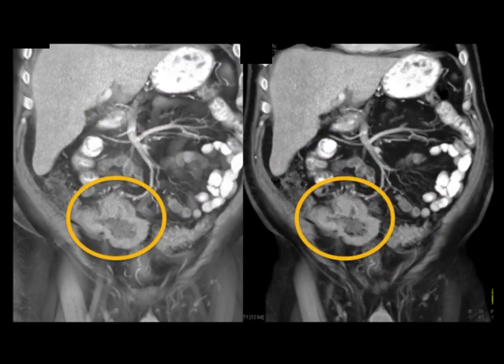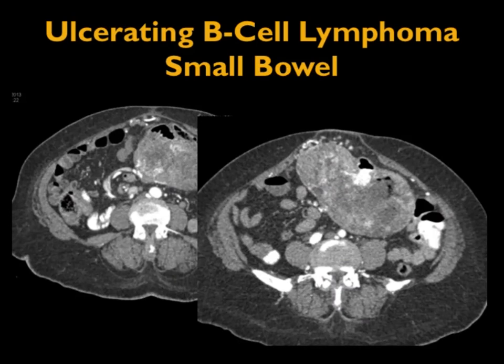And here's that same case very nicely. On the coronal views, you can see the central ulceration, this endo-exoenteric type pattern for lymphoma. Now, I mentioned lymphoma can be ulcerating. It can be indeed very impressive.